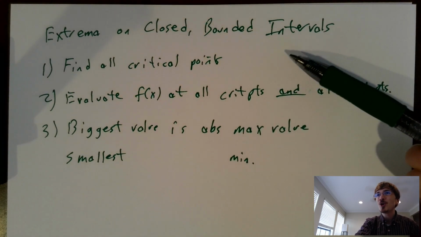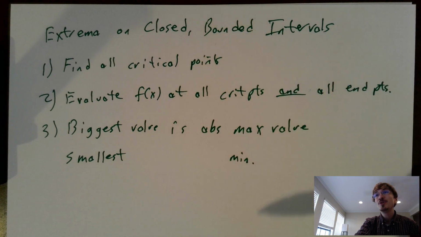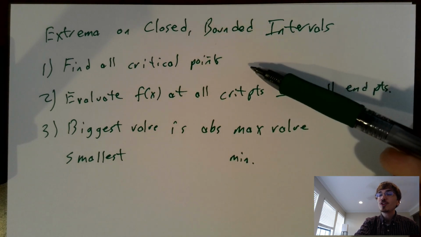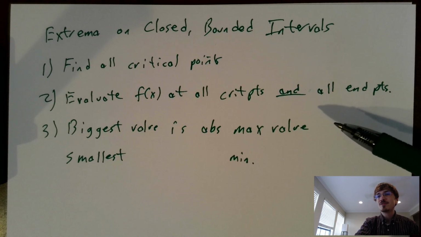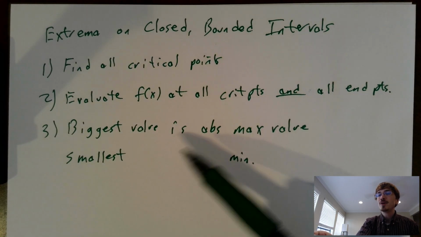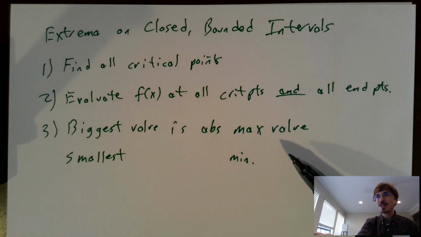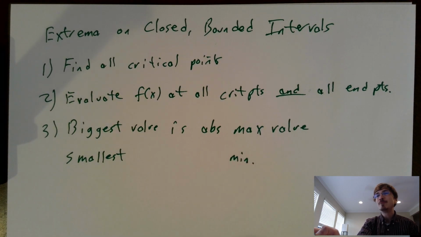Anytime that you want to find the largest and smallest values of any function, as long as it's continuous on a closed bounded interval, we're going to find the critical points, and we're going to evaluate the function itself at the critical points and the endpoints, because those are the places where we can have the absolute mins and absolute maxes. The biggest value that we find will always be the absolute maximum value on the interval, and the smallest value that we find is always going to be the absolute minimum of the function on the interval. Let's see an example to see how this works.